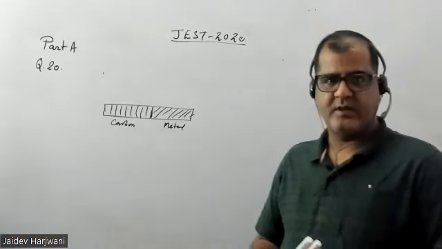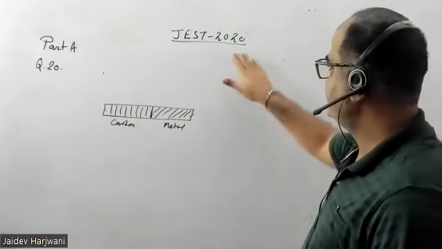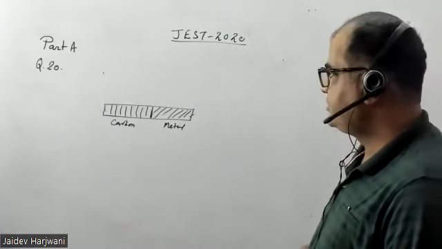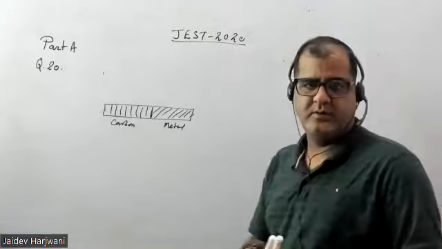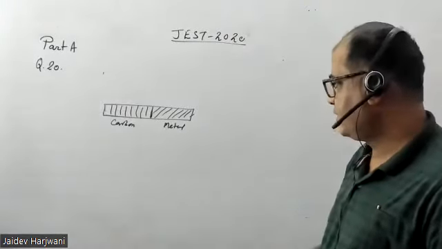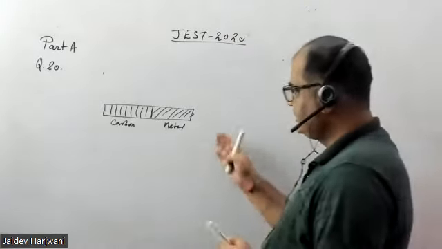Hello students, let us solve this problem from JEST 2020. Question number 20 from Part A. In this question, they have given a carbon rod which is in series with a metal rod.